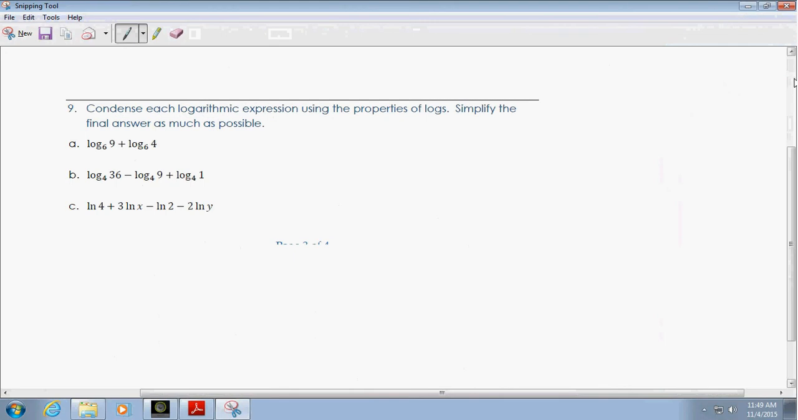All right, condense each logarithmic expression using the properties of the log and simplify the final answers as much as possible. So here we're just going in the opposite direction, using the same rules, we're just going backwards. So log m plus log n equals log of m times n. Log m minus log n equals log of m divided by n, and P log M equals log of M to the P. So on that first one, what are we going to say?